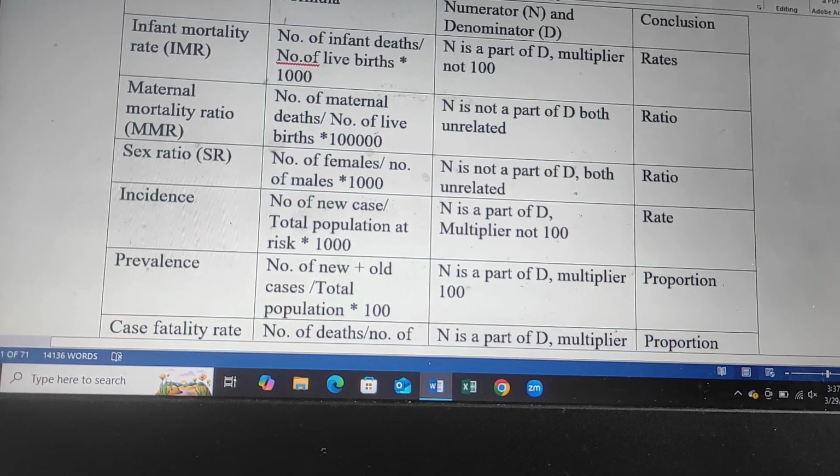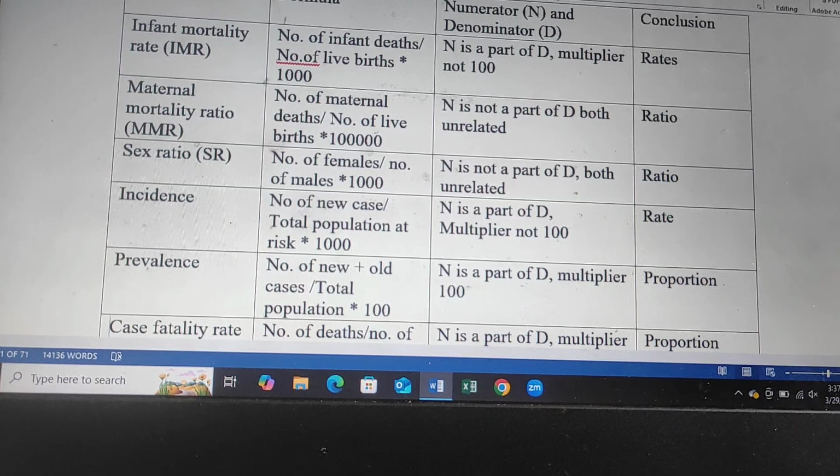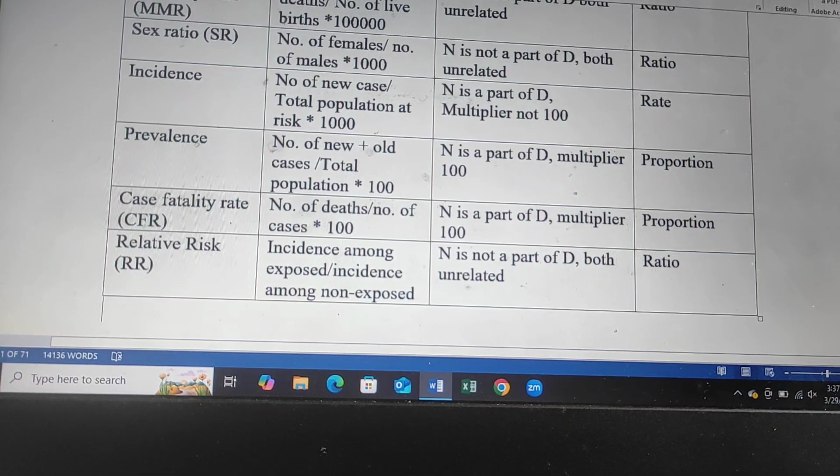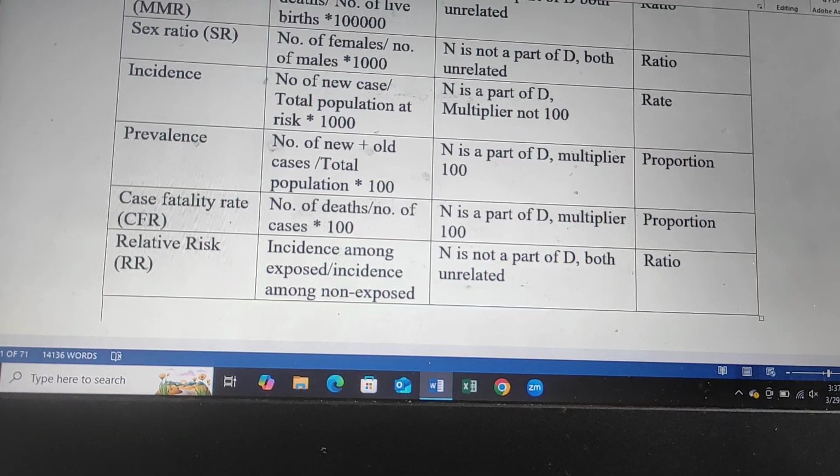Sex ratio: number of females divided by number of males. Numerator is not part of the denominator, both unrelated: ratio. Incidence: number of new cases divided by total population, rate, per 1000. Numerator is a part of the denominator, multiplier is not 100: rate. Prevalence: number of new plus old cases divided by total population per 1000. Proportion: case fatality rate, number of deaths divided by number of cases times 100, numerator is a part of the denominator, multiplier 100. Relative risk: incidence among exposed divided by incidence among non-exposed, numerator is not part of the denominator, both unrelated: ratio.